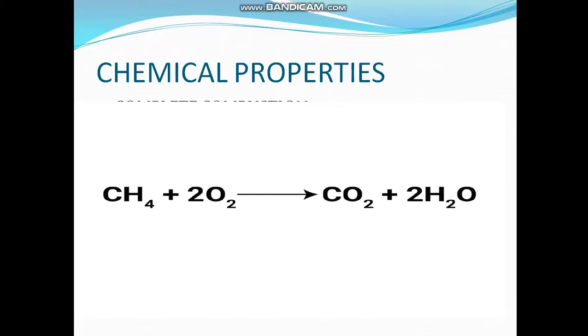In the chemical properties, first we will deal with the reaction with oxygen, that is complete combustion. When hydrocarbons are burnt in excess of oxygen, carbon dioxide and water will be formed. Methane and ethane burn in excess of air with a bluish non-sooty flame to form carbon dioxide and water vapor, and a large amount of heat energy is given out. So alkanes are good gaseous fuels.